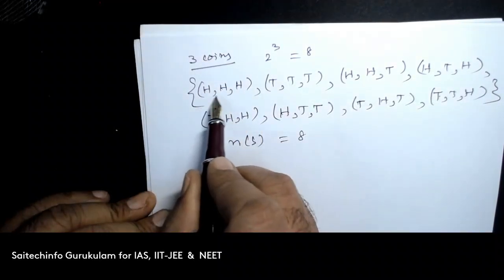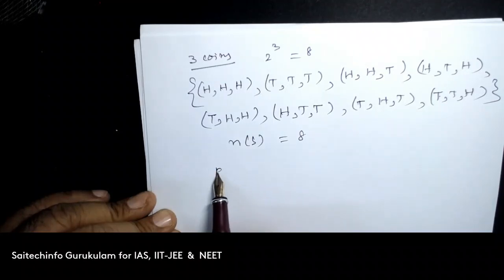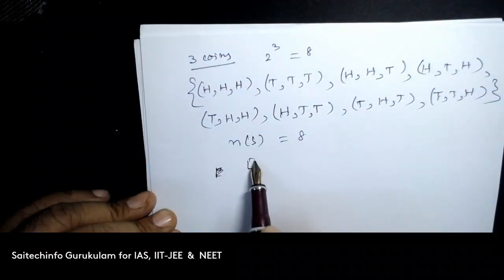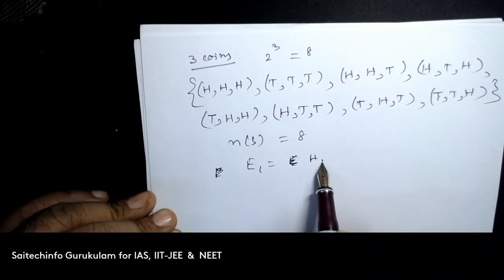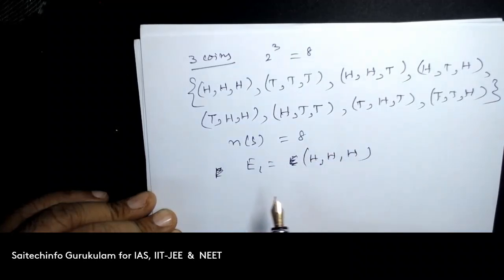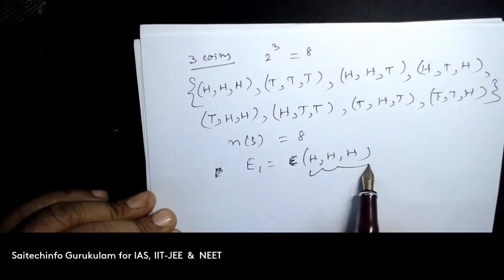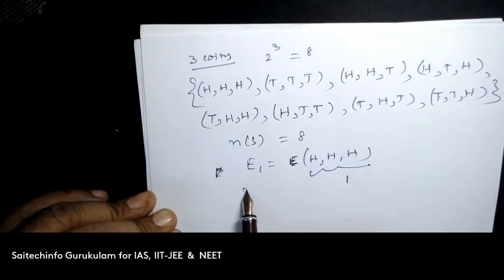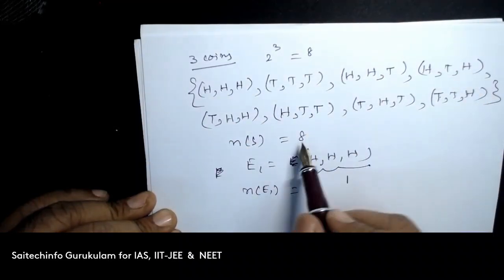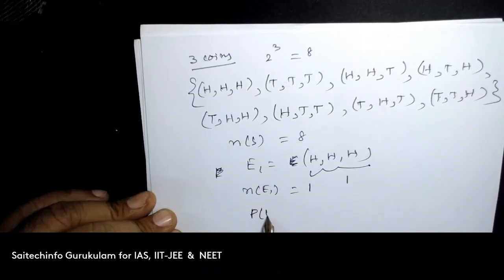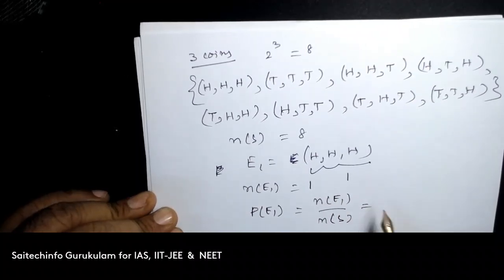Now what is the probability of getting HHH? So probability, let us define various events. Let me say E1 is equal to getting all H. Okay, all H. So this is the event. So it is only one chance. Okay, so only one time. So number of E1 is equal to 1. And sample space elements, number of S, is 8. So probability of E1 is equal to how much? Number of E1 divided by number of S. So that is equal to 1 divided by 8. Are you able to follow?